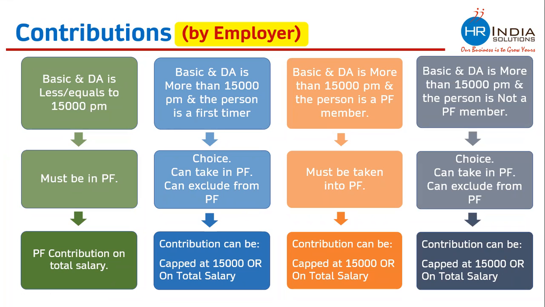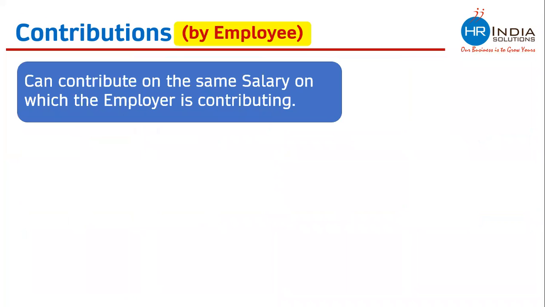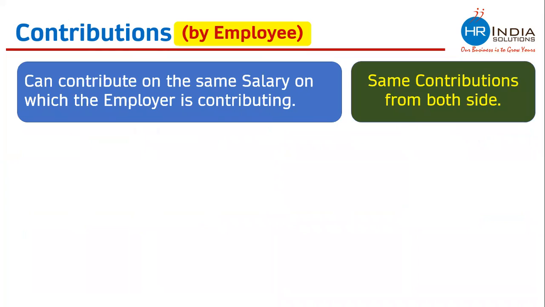So the contributions from the employer side are clear. Now there can be varied contributions also. This is the contribution from the employee side. We have seen that the employer has a choice to limit their contribution up to 15,000. Even if the employee's salary is 20,000 or 25,000, the employer can say that I would be contributing only on 15,000 and I do not want to contribute on the higher salary. Yes, the employer can do that.